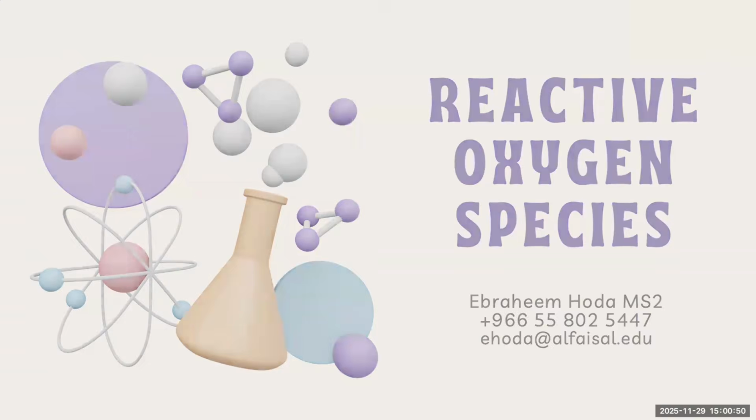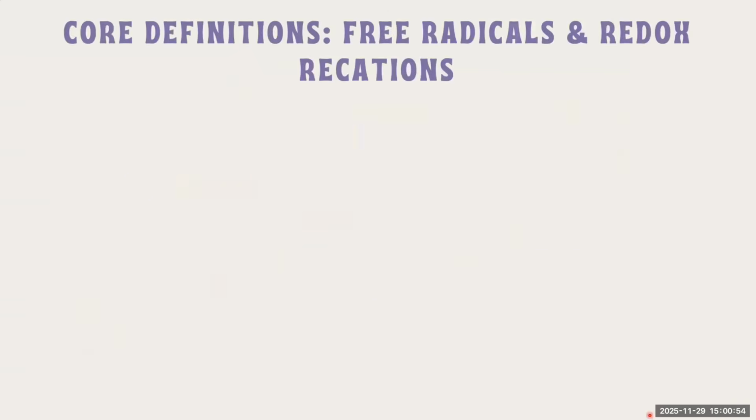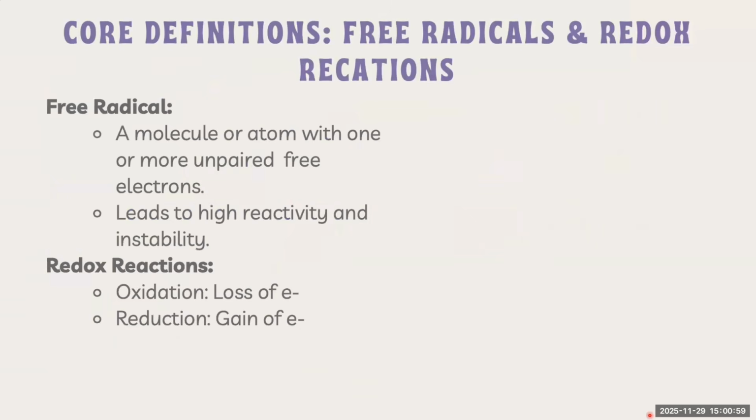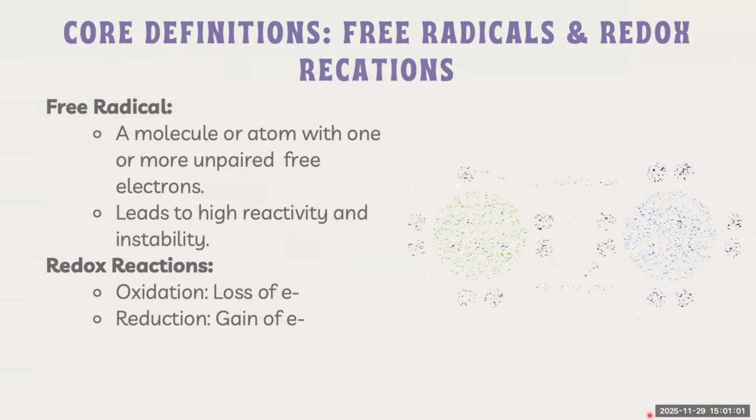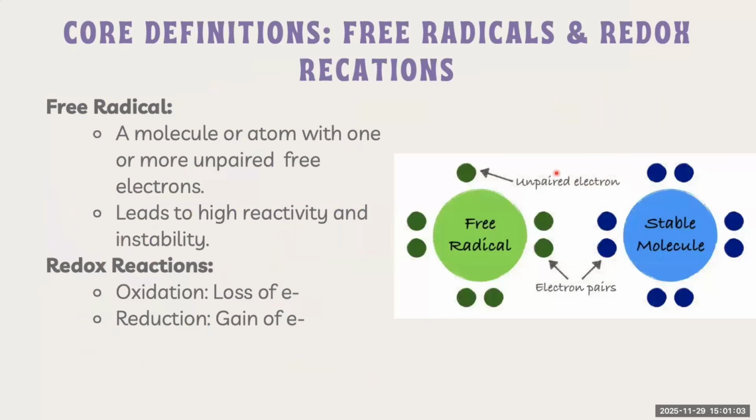Okay, so starting off, we'll be taking the core definitions. Let's start off with free radicals and redox reactions, okay? A free radical is basically a molecule that has one or more unpaired electrons, okay? Because of these unpaired electrons, these free radicals will lack stability and will be highly reactive, okay? Since they're missing electrons, these free radicals will try to steal electrons from other molecules in your body. They will take electrons from your proteins, your lipids, your carbohydrates, and even your DNA, okay?